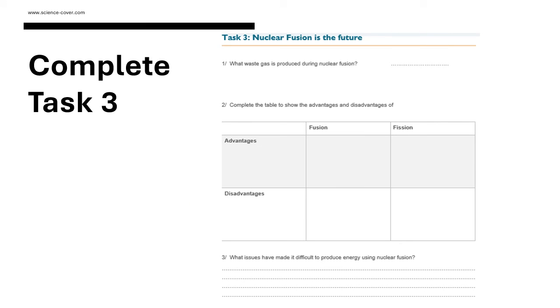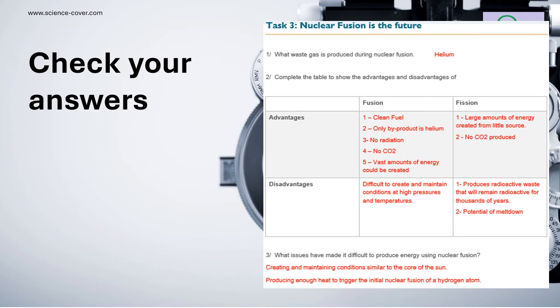Pause the video now and complete task 3. Let's check our answers to task 3. What waste gas is produced during nuclear fusion? That's helium. Complete the table to show some advantages and disadvantages for fusion and fission.